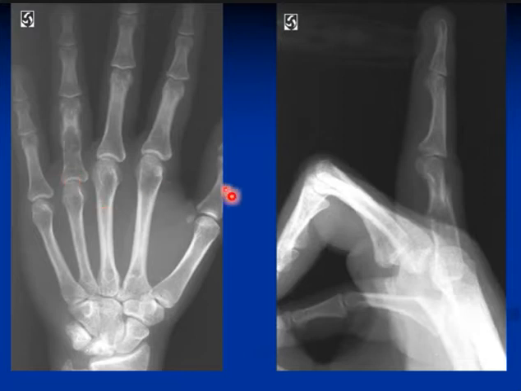So, what's in the lateral view? In the lateral view there is a fracture. So, what kind of fracture? It's pathological because there is a lesion. So, what is the most common lesion in the hand, and what is its main presentation?